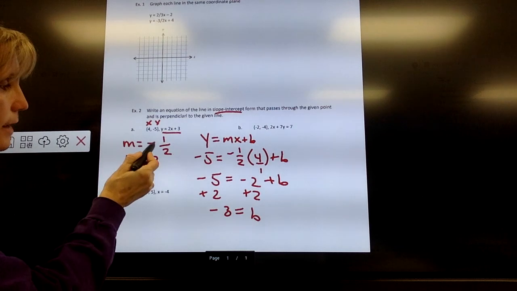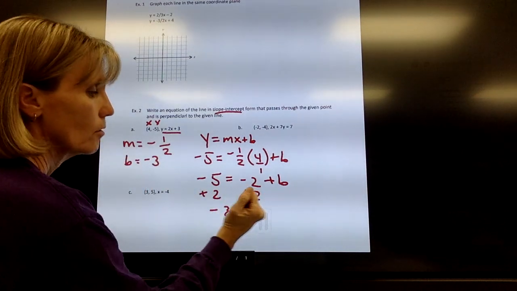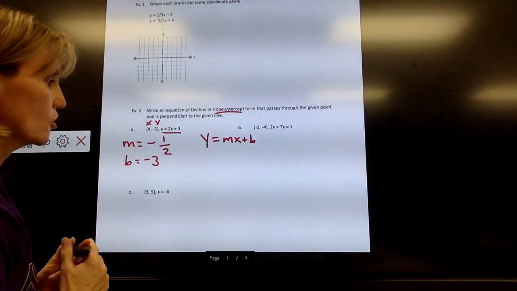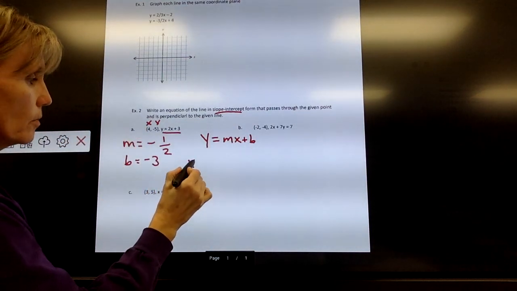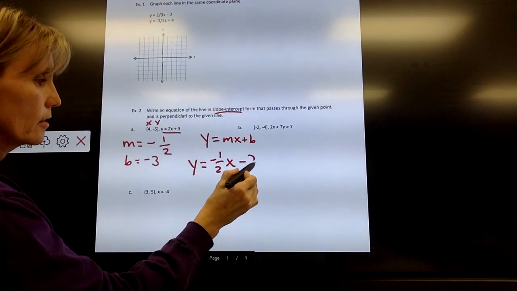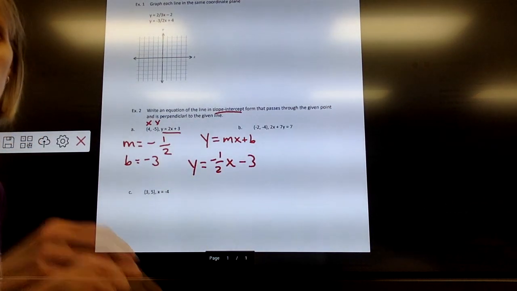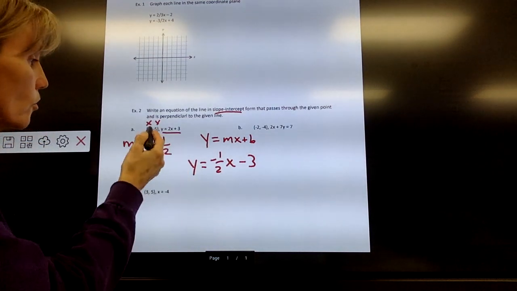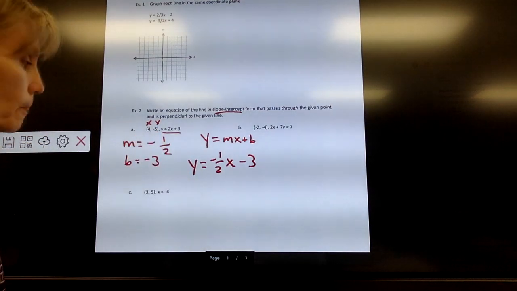Now that I have my m and I have my b, I'm going to erase this for some room here. Okay, the equation that I would write for letter A then would be y equals -1/2 x minus 3. That would be the equation of the line that is perpendicular to the line given and going through the point (4, -5).